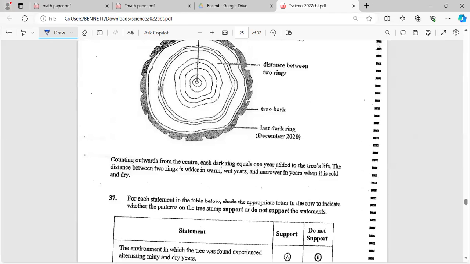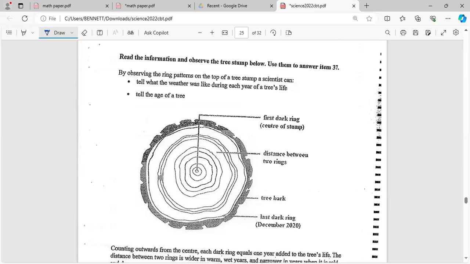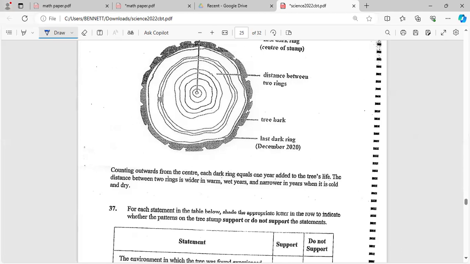Alright, let me see what they said for that. What's the key? Let me go back to the key, guys. Counting outwards from the center, each dark ring equals 1 year added to the tree's life. The distance between the two rings is wider in the warm, wet years and narrow when it's cold. So when it's warm, the ring is wide. I would say this experienced both, because you have some really close and some really wide. So A for that one.